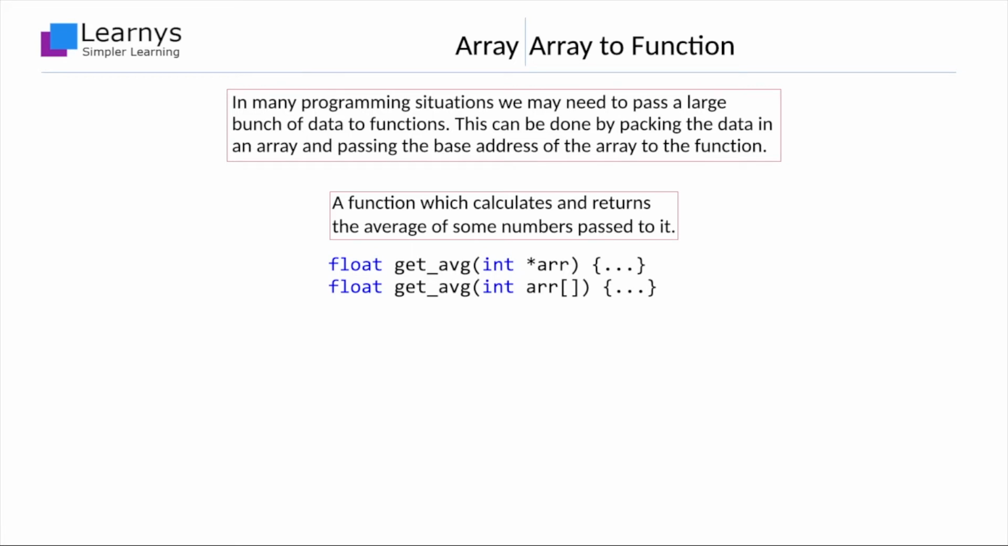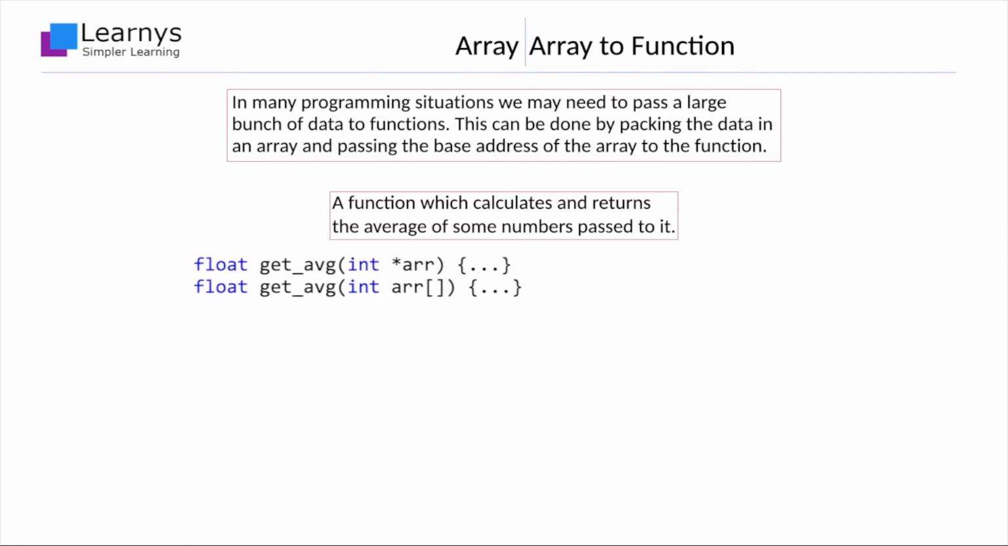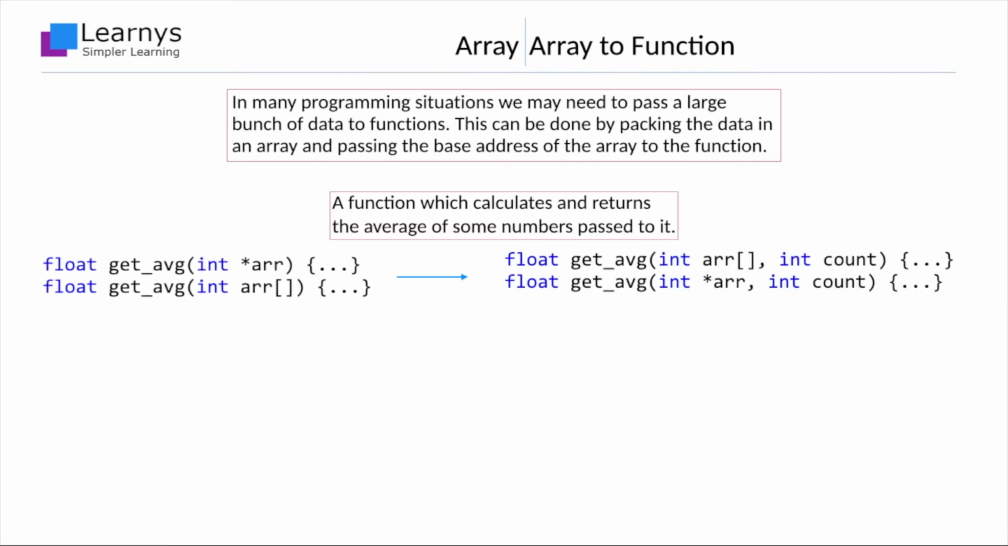Inside the function body, we will implement the logic which calculates the average. In order to work out the average, we also need to know the number of elements in the array. The function declaration statement needs to be modified like this.